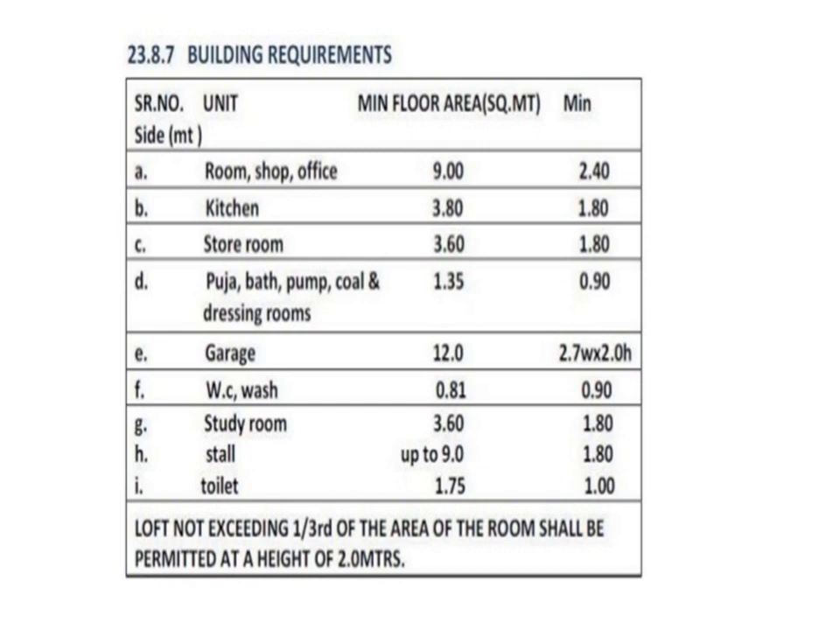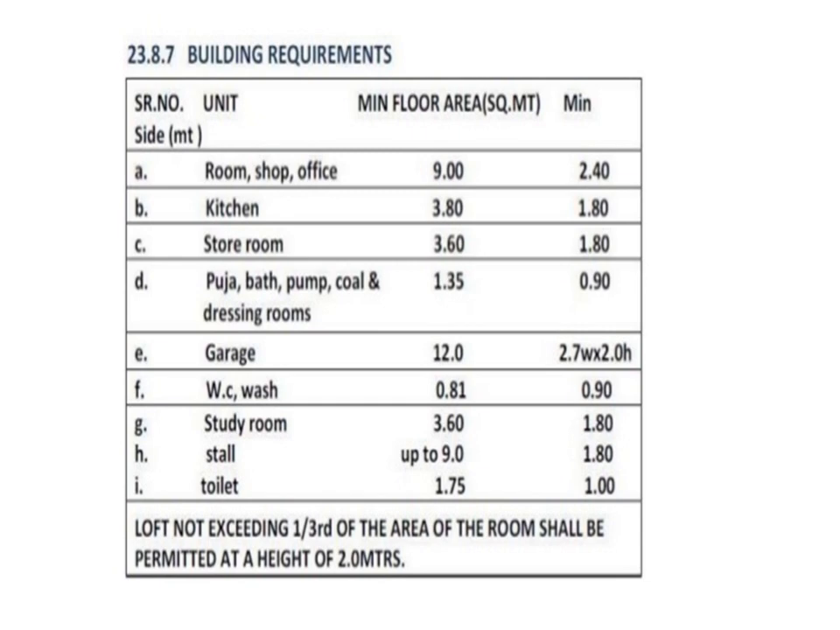The minimum floor area shall be 9 meters square, with minimum width of 2.4 meter. Secondly, if the kitchen is going to be provided, the minimum kitchen area shall be 3.8 meters square, with minimum width of kitchen shall be 1.8 meter. For storeroom, the minimum floor area shall be 3.6 meters square, whereas minimum side of storeroom shall be 1.8 meter.